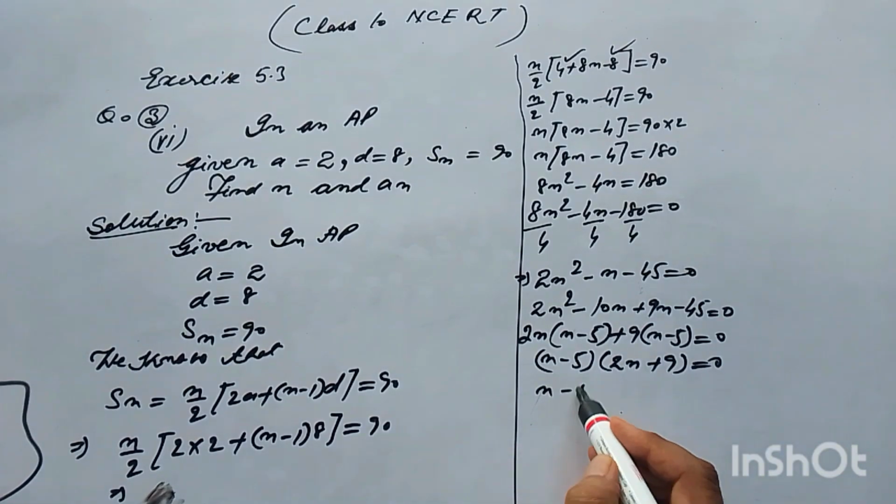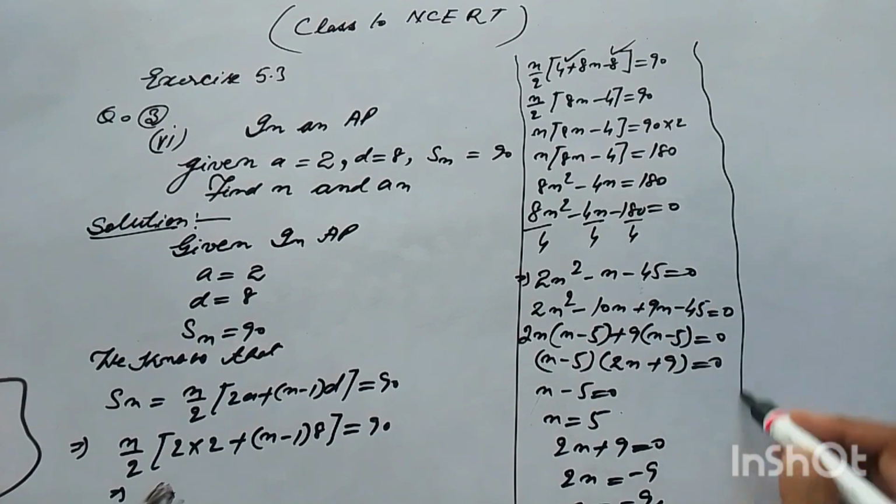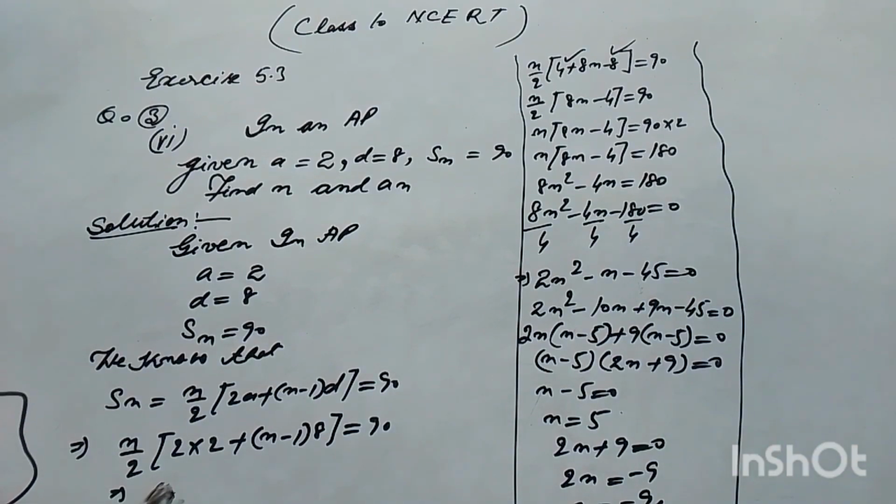So n minus 5 equal to 0, n equal to 5. On the other hand, we have 2n plus 9 equal to 0, 2n equal to minus 9, n equal to minus 9 by 2. Now we will find the value of n. Here n will be 5 because we take the positive value of n.